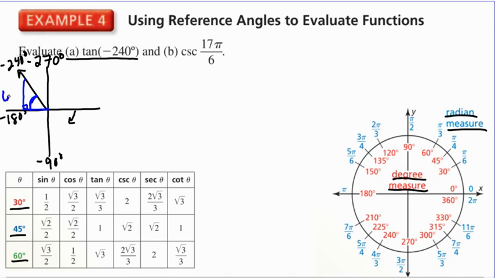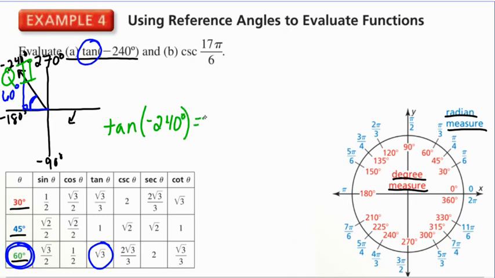Well, it happens to be 60 degrees. So I'm going to go to 60 degrees in my table. I'm looking at tangent of 60 degrees. That's going to be square root of 3. But that's just my reference angle. In reality, what I'm looking at is an angle that terminates in quadrant 2, in which case the tangent of that angle, negative 240, has to be negative. So negative square root 3.